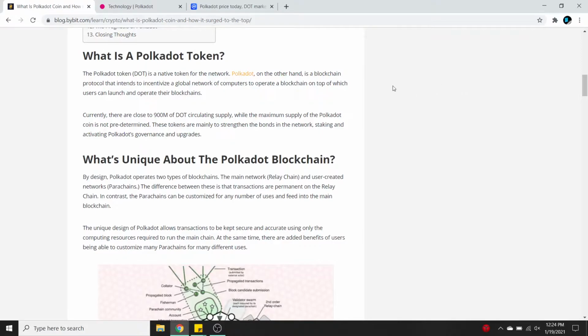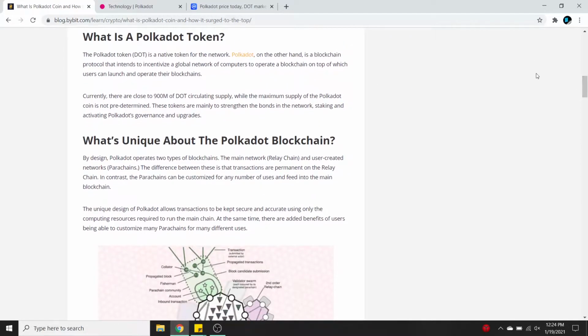All right, so we're going to dive right into this blog post that I found, and we are going to literally read it and figure out what's going on here, because I've been seeing a lot of talk about Polkadot lately, and I kind of want to learn about it. So let's see what we got here.